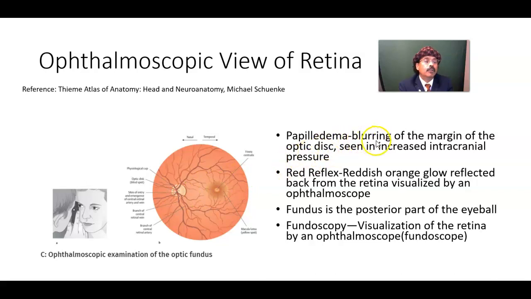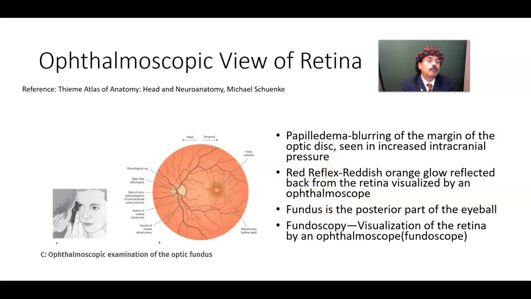We look for papilledema, blurring of the margins of the optic disc, seen in increased intracranial pressure, suppose hydrocephalus or intracranial tumor, the brain tumor. Maybe due to head injury, some type of injury inside. There may be some bleeding inside, so there will be papilledema. In that condition, the optic disc will protrude inside and the margin will be lost.